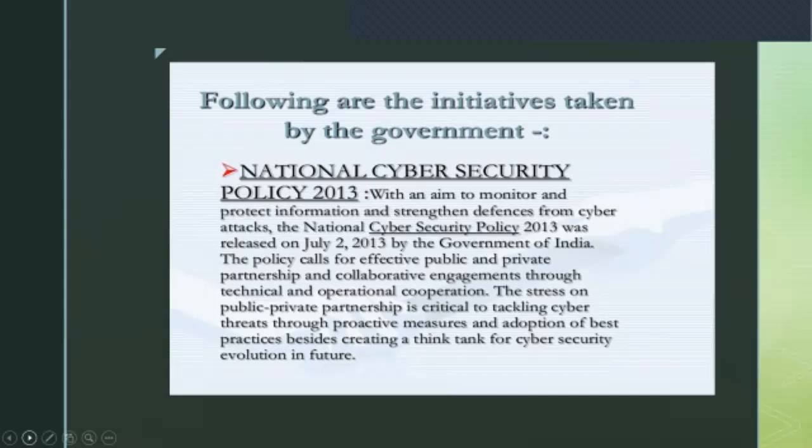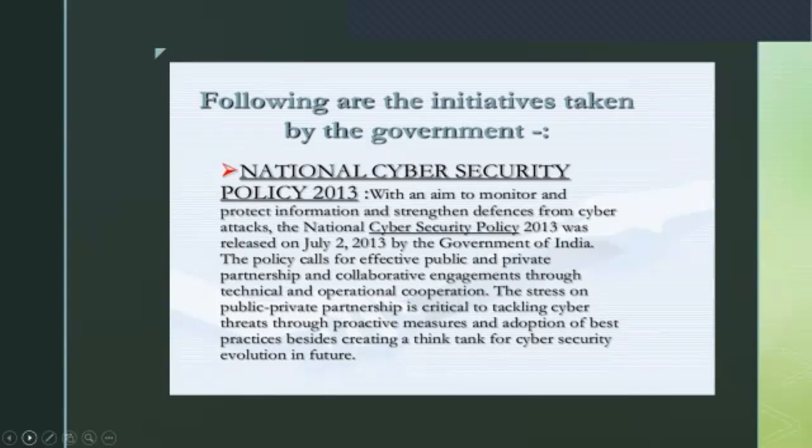Following are the initiatives taken by the government. What are the different initiatives taken by the government? National Cyber Security Policy 2013. With an aim to monitor and protect information and strengthen defenses from cyber attack, the National Cyber Security Policy 2013 was released on 2nd of July by the Government of India.